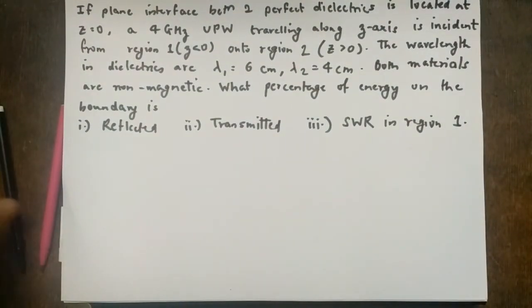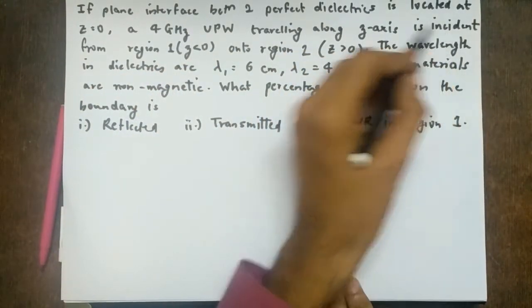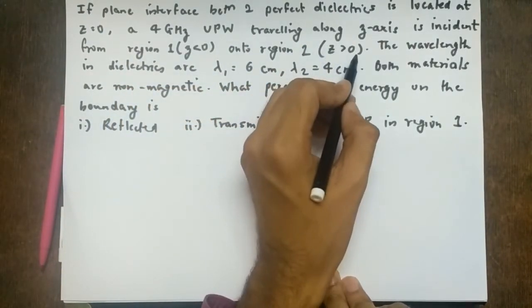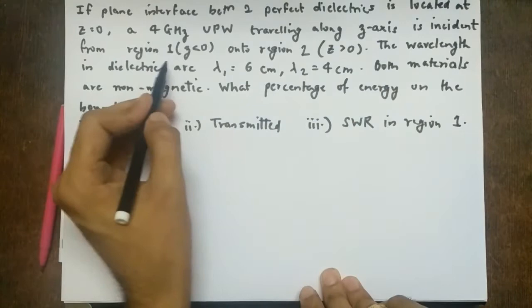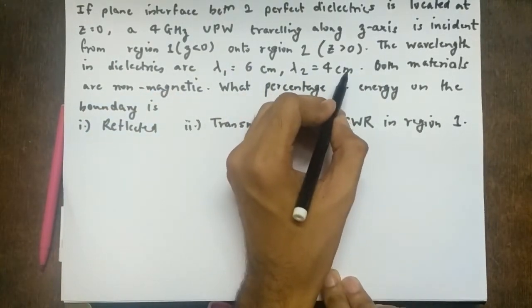So let's see the next sum. Plane interface between two perfect dielectrics is located at z equal to 0. So again, the interface which is separating the two mediums is z equal to 0 as the previous sum. A 4 GHz uniform plane wave traveling along z axis is incident from region 1, z less than 0, onto region 2, z greater than 0. The wavelengths in dielectrics are lambda 1 equal to 6 cm, lambda 2 equal to 4 cm.